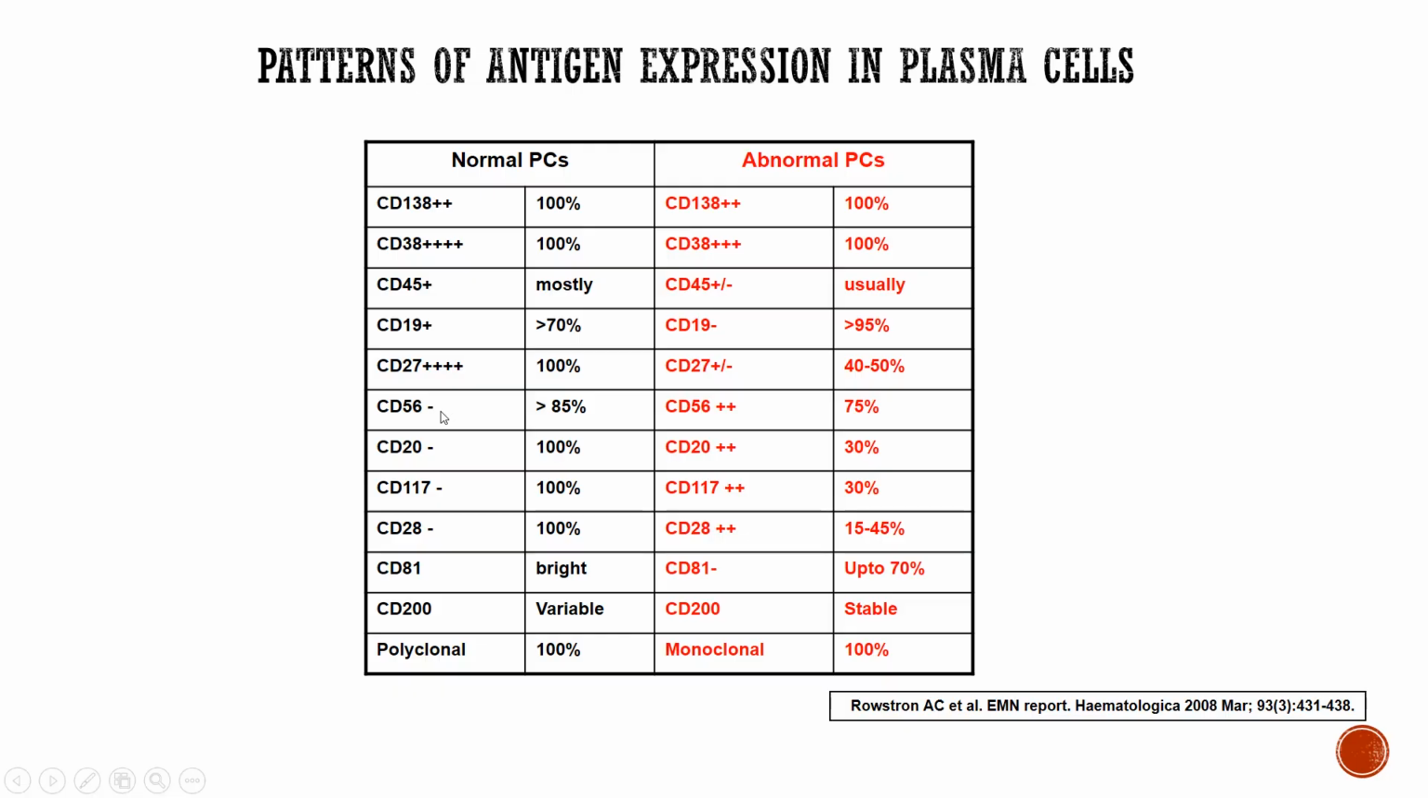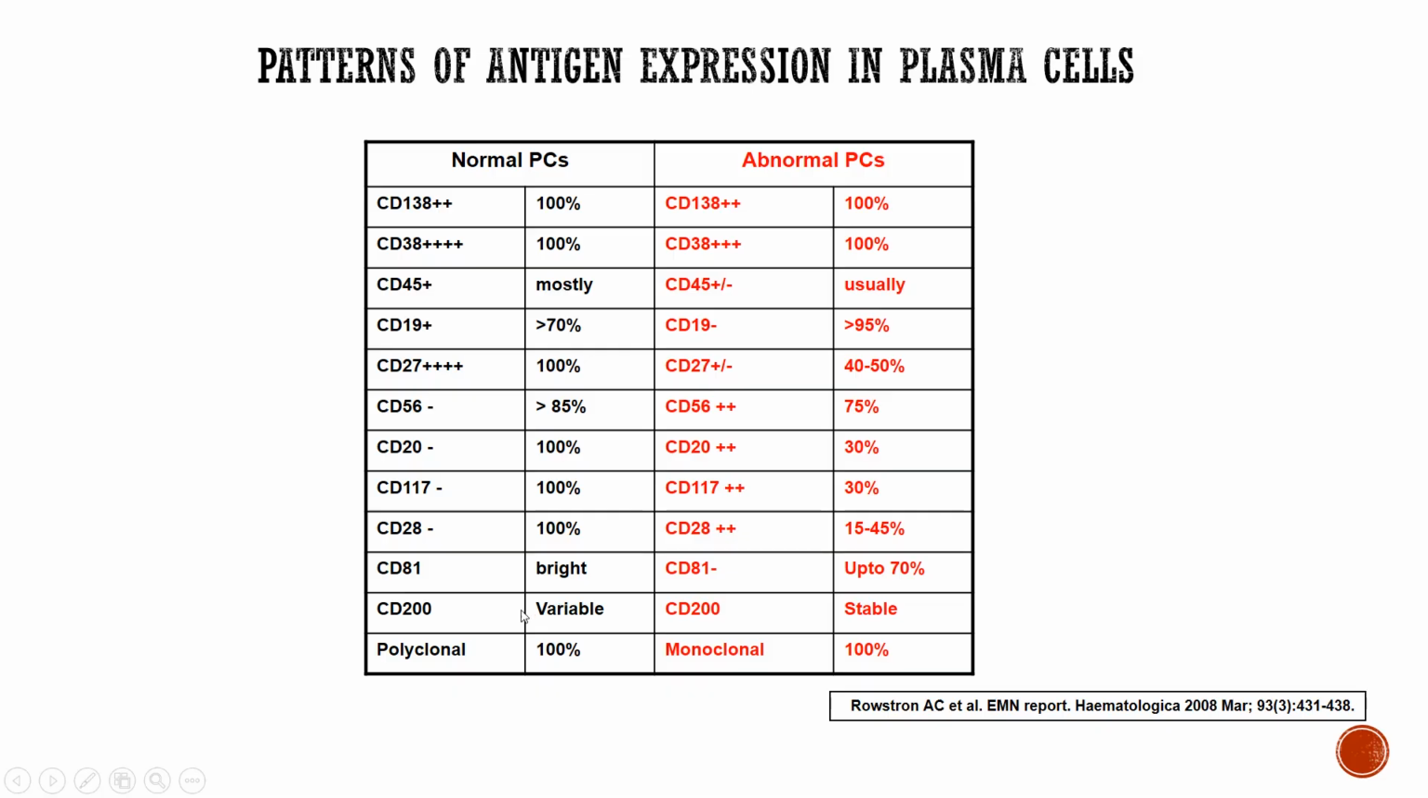But the most important part is that this CD56 expression is usually weak or dim. Then again, CD20 is not expressed in plasma cells. CD117 is usually not expressed in plasma cells. CD28 is also not expressed in plasma cells. Normal plasma cells show CD81 bright expression. Again, it also shows some variability. You can have up to 15 to 20% plasma cells which can be CD81 negative.